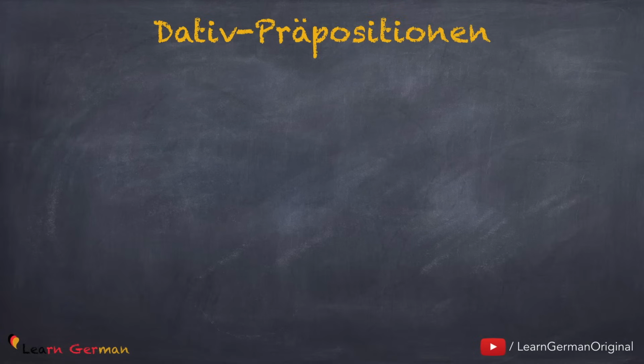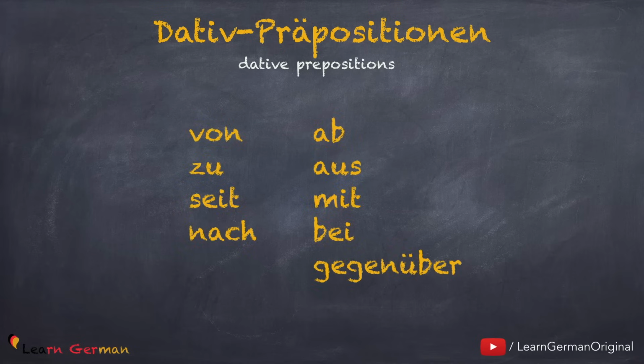There are a few dative prepositions. The most common ones are von, zu, seit, nach, ab, aus, mit, bei, gegenüber. To learn the usage and meanings of these prepositions, you can watch our video on Dativ Präpositionen.